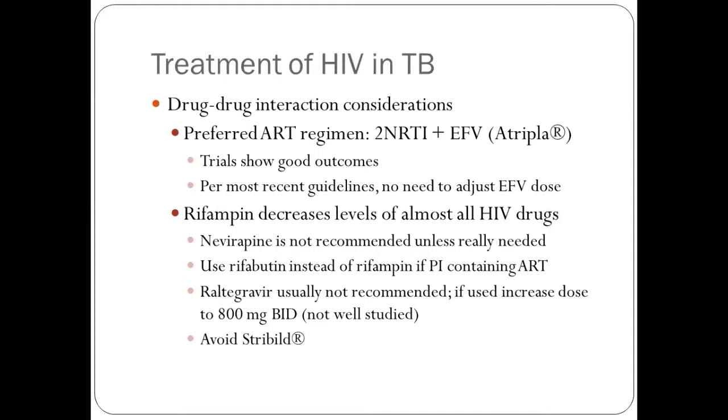And when we're using raltegravir, although you have to be cautious with these because there is no great data, the recommendation is that if you're going to use it in combination with a rifampin-containing regimen, you should double the dose. So instead of the usual 400 milligrams twice a day, you should do 800 milligrams twice a day.